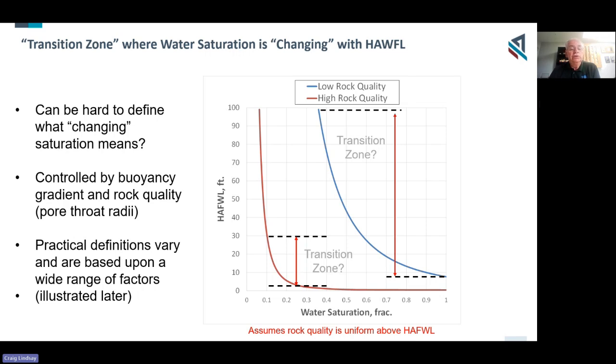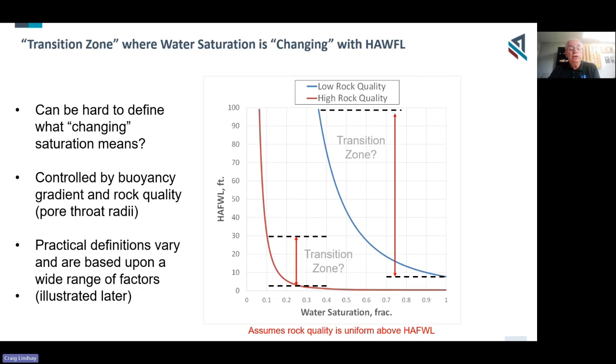I'll show a few charts. In each case, these curves assume that the rock quality is uniform for that 100 feet of column. It wouldn't be in reality, but it's just to illustrate. So we have the curve on the left here, and we can say, well, water saturation is changing rapidly, and then it sort of slows down.